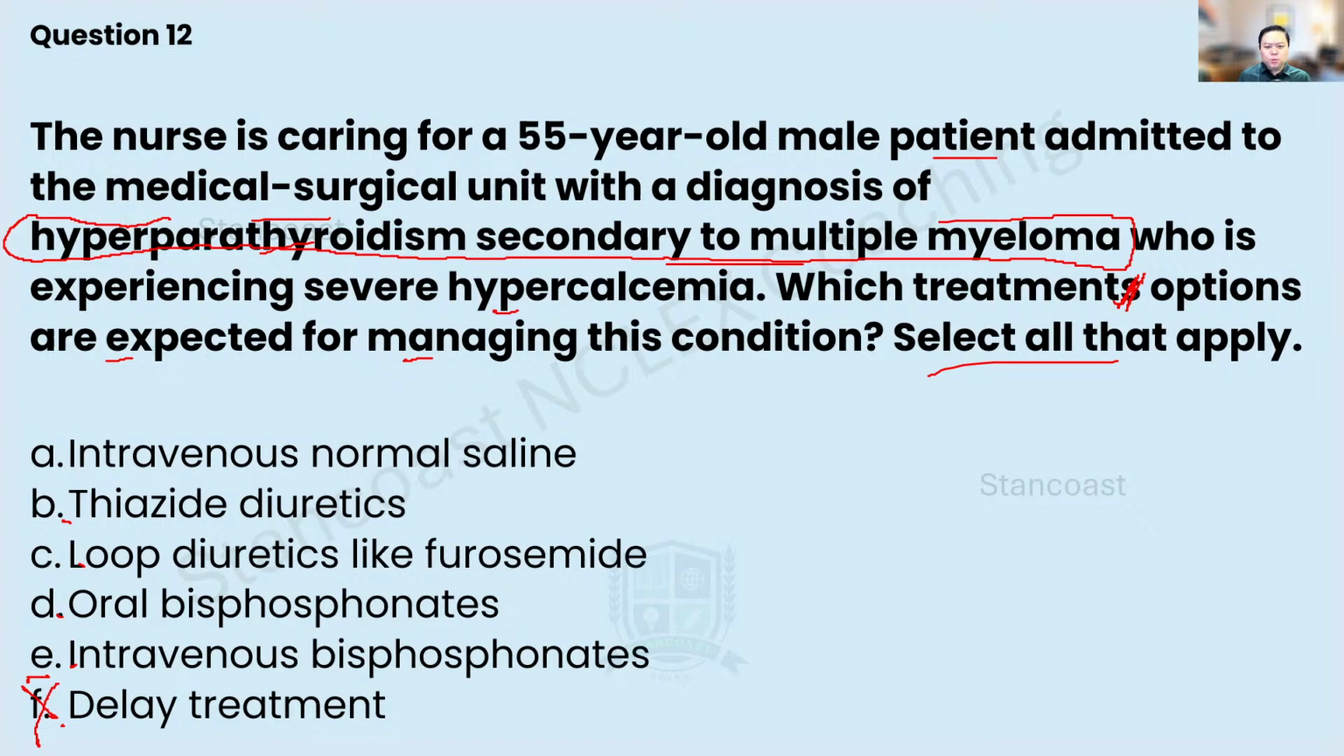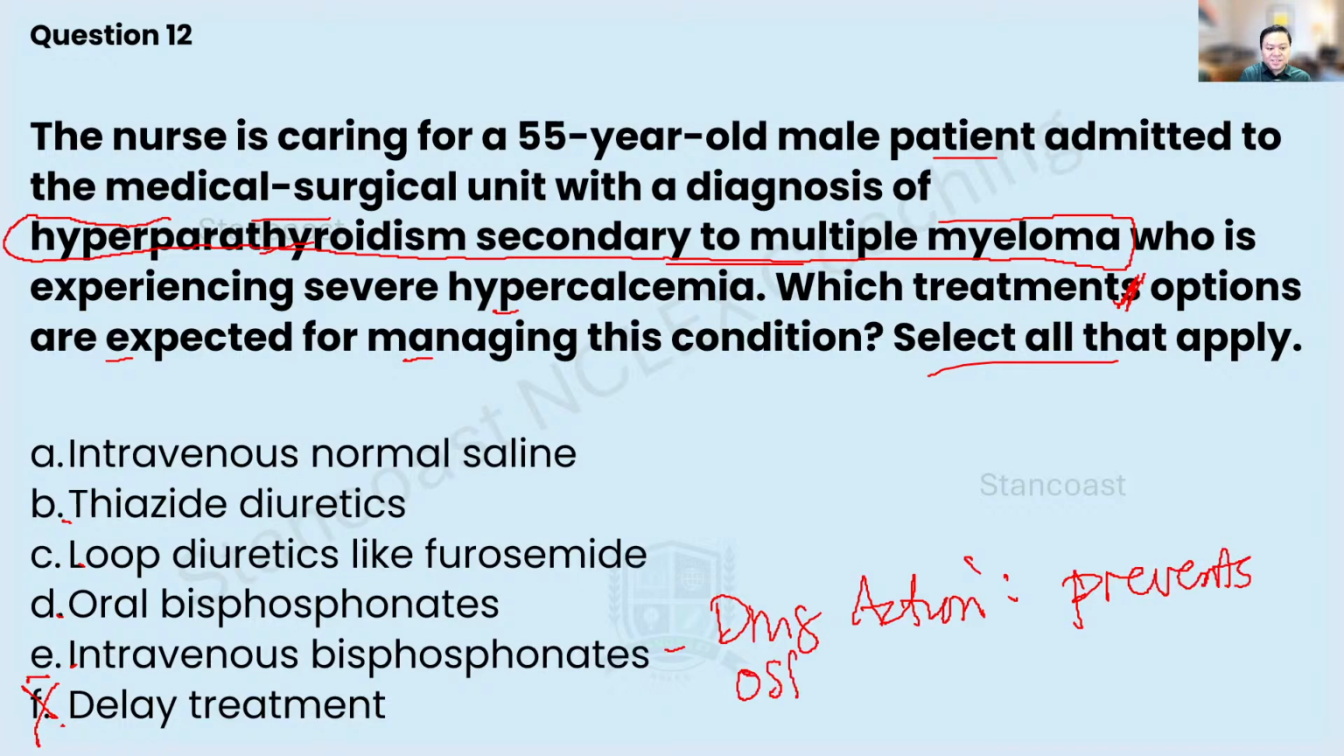The reason why we are going to administer the biphosphonates is to inhibit the activity of the osteoclast. That is the primary reason. Drug action: prevents osteoclast activity. Remember about the bone resorption. So we are going to reverse that one, okay?